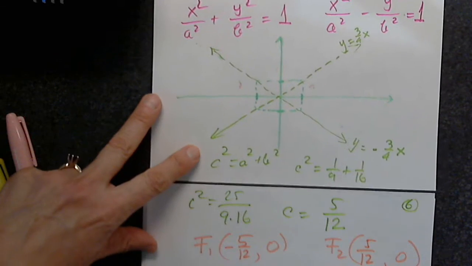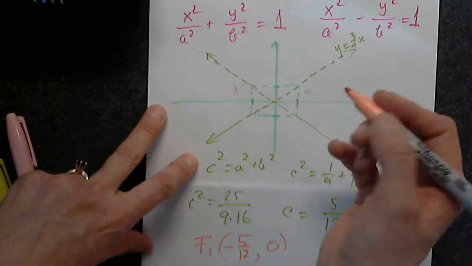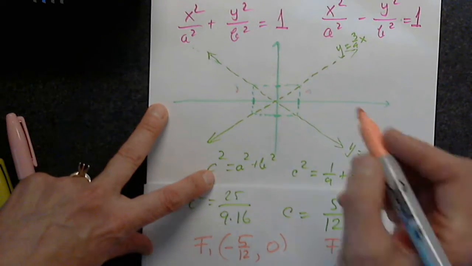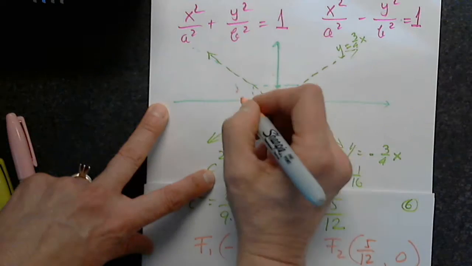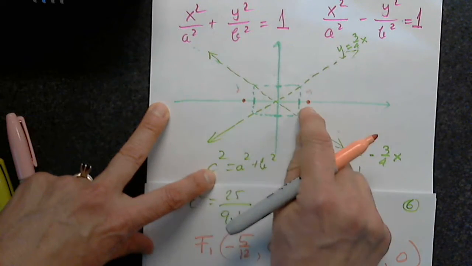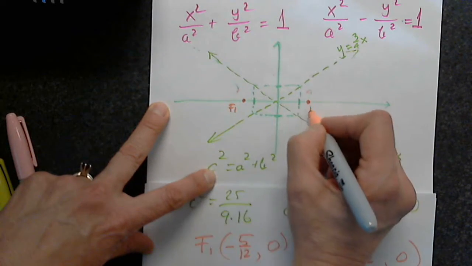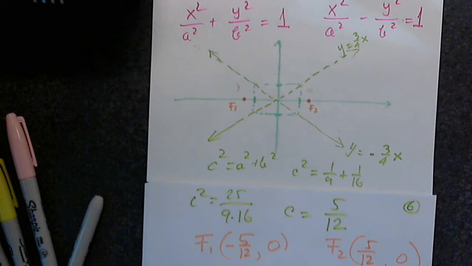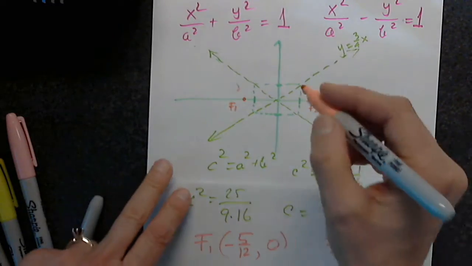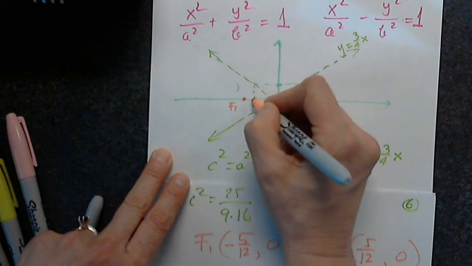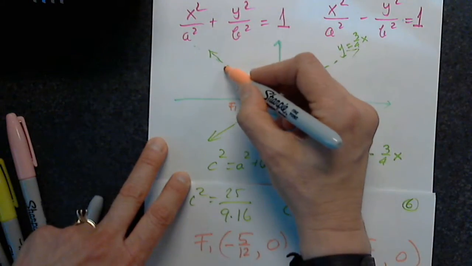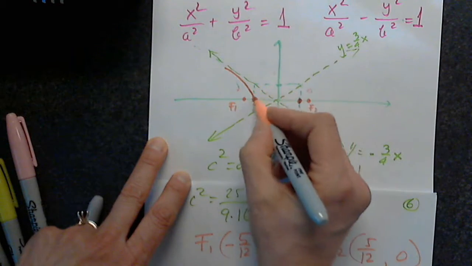So this is definitely more than 1/3. This is F1 and this is F2. But the hyperbola does not pass through the foci, right? It passes through the vertices here. So here's the graph of the hyperbola.